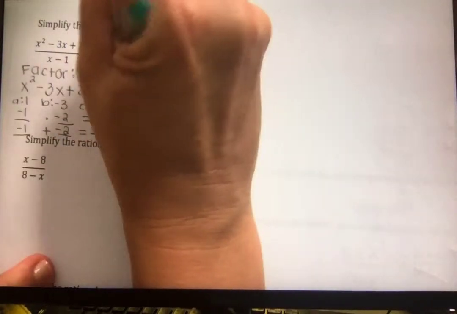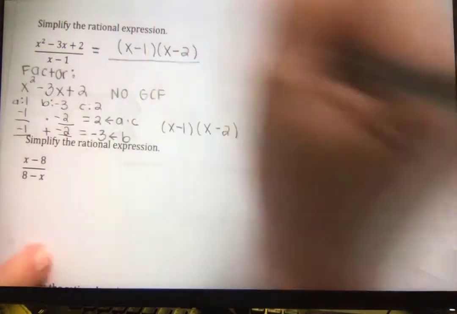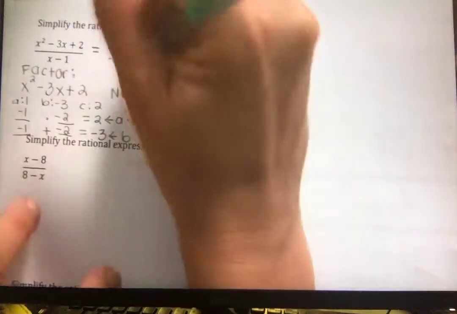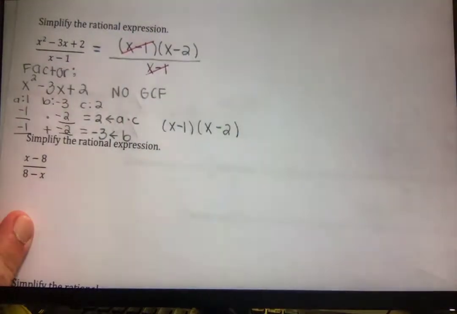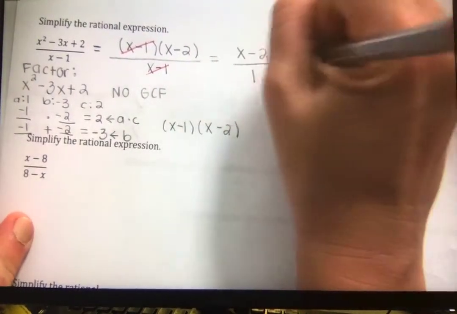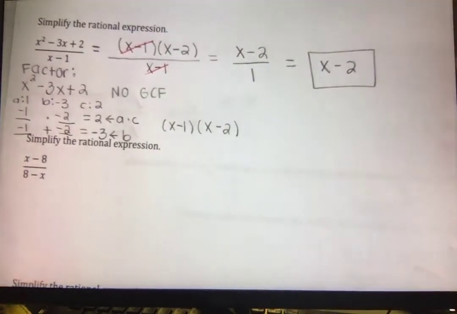So we factor the top, the numerator, into x minus 1 times x minus 2, all over x minus 1. There's no GCF, so nothing can be factored, just x minus 1. So now we have x minus 1 times x minus 2 all over x minus 1. The x minus 1's cancel out. What's left over up top? x minus 2 over 1, which is just x minus 2. Boom.